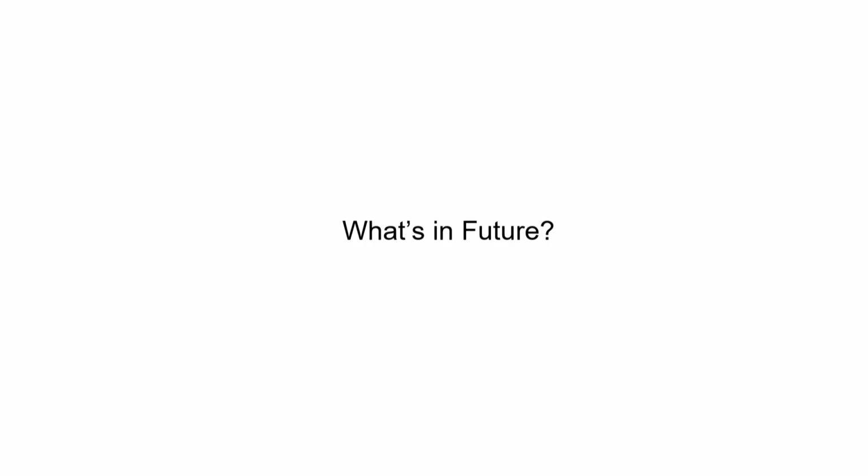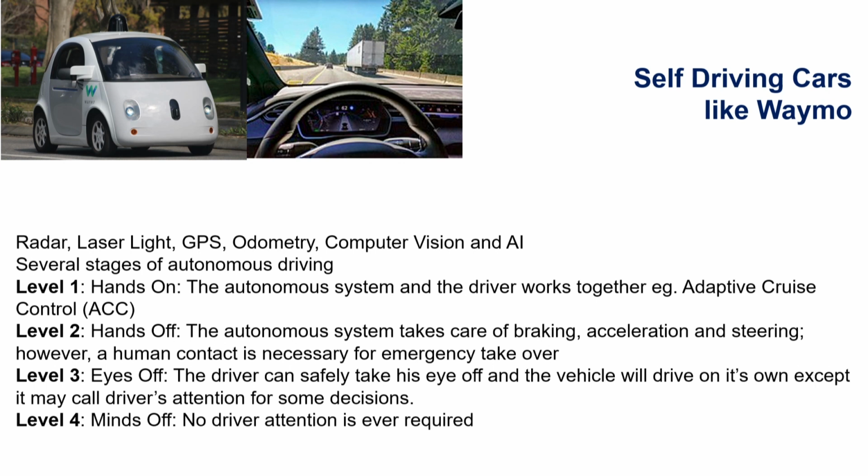What is the future of this kind of sensory systems? One of the things that we always say for a great intelligent system example is a self-driving car, that the car itself drives. So, Waymo is one of the examples. Well, in terms of the integration of AI in cars, there are certain levels. It is better to know about them. Like level 1 is called hands on. That means the autonomous system and the driver work together. An example is the adaptive cruise control or ACC that many cars should be having.